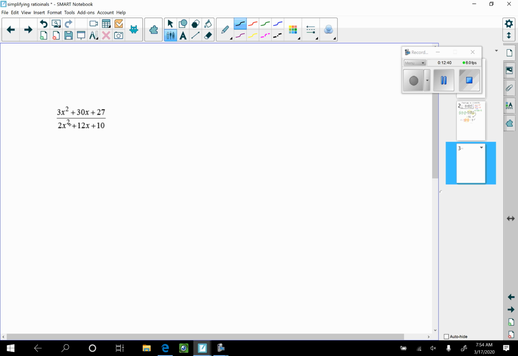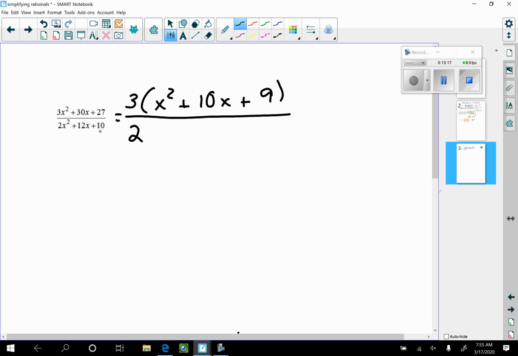First thing we're going to do, I see that the top all has a factor of 3. The first thing I'm going to do is factor this greatest common factor out of the whole trinomial up here. I'm going to factor a 3 out of that. That's going to be 3 times x squared is 3x squared. This is going to be 10x, 3 times 10x is 30x, and 3 times what is 27? 9. Heck yeah. And so on the bottom, let's factor a 2 out, because I can see 2 is a common factor of all 3 of those terms.